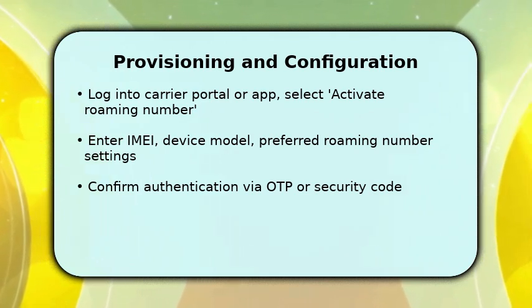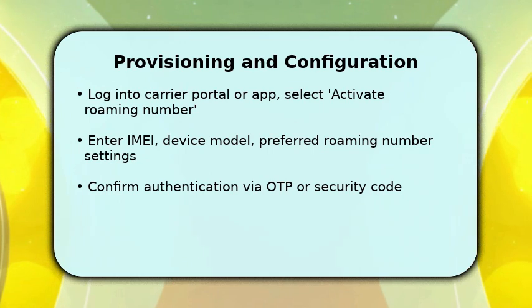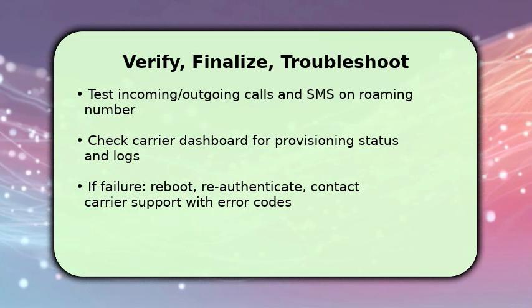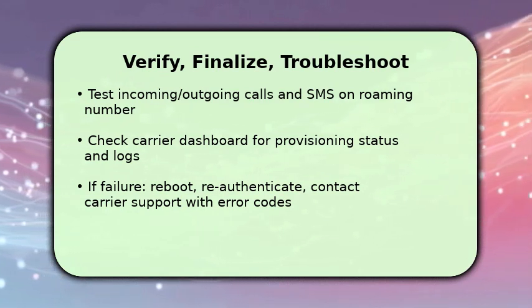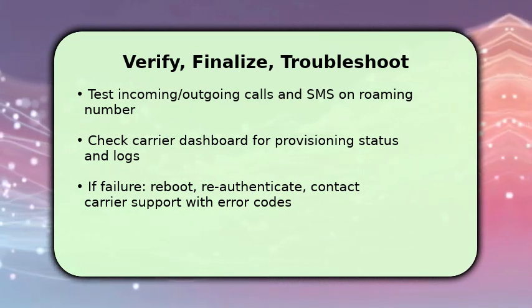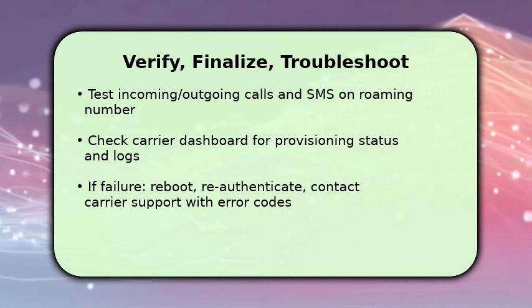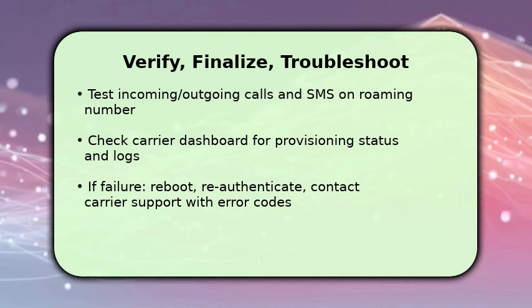You finish by verifying that the roaming number is active and functioning. Make test incoming and outgoing calls and send an SMS to confirm routing and caller ID. Inspect voicemail behavior too. Then check the carrier dashboard for provisioning status and any error logs to understand issues quickly.